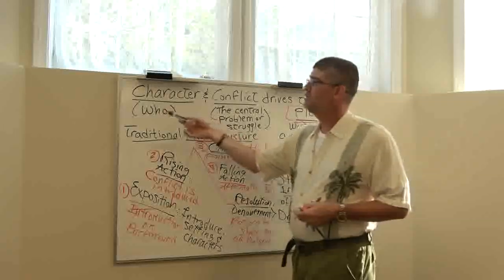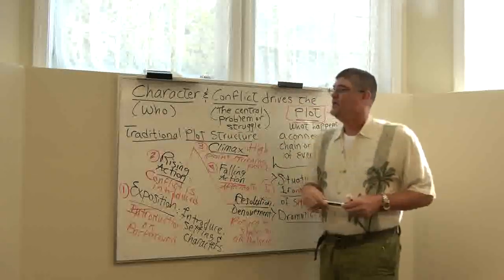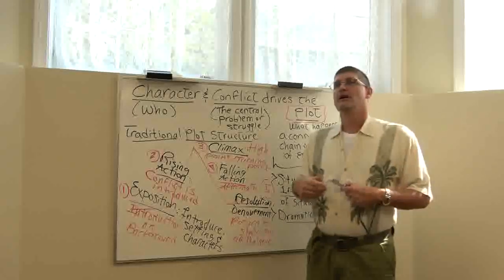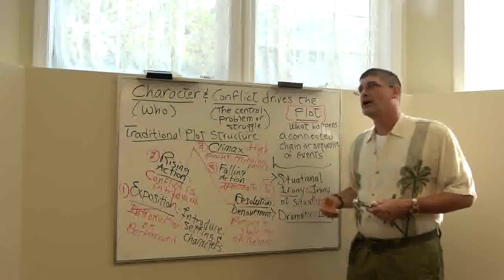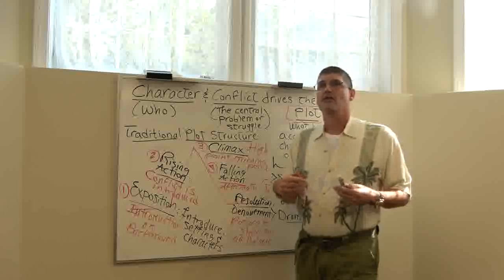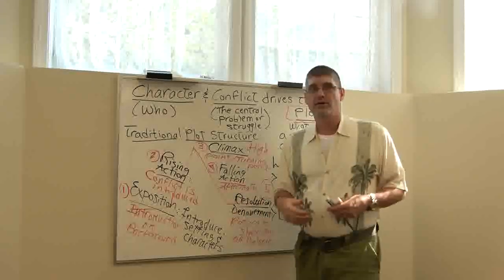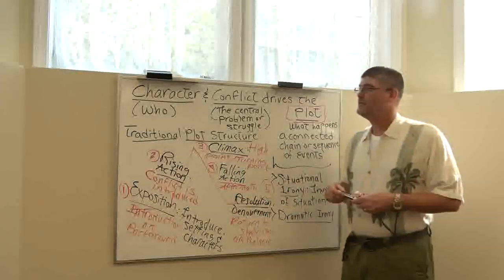So I like to use the word traditional plot structure because this refers to the way that literature was organized for the main part in what we call the classic short story writers, the classic novelists of the day.